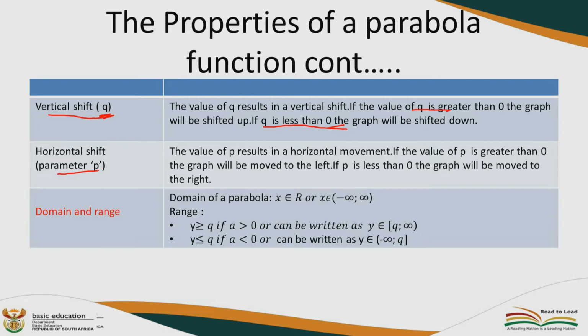And then the effect of parameter p on the graph. Parameter p is responsible for what? For the horizontal translation or the horizontal movement. If the value of p is greater than 0, then the graph will be moved by 2 units to the left. So now you can see the difference between the two. You need to be careful on this one. Take note, because here our p is positive, or greater than 0, but the graph will be moved to the left.